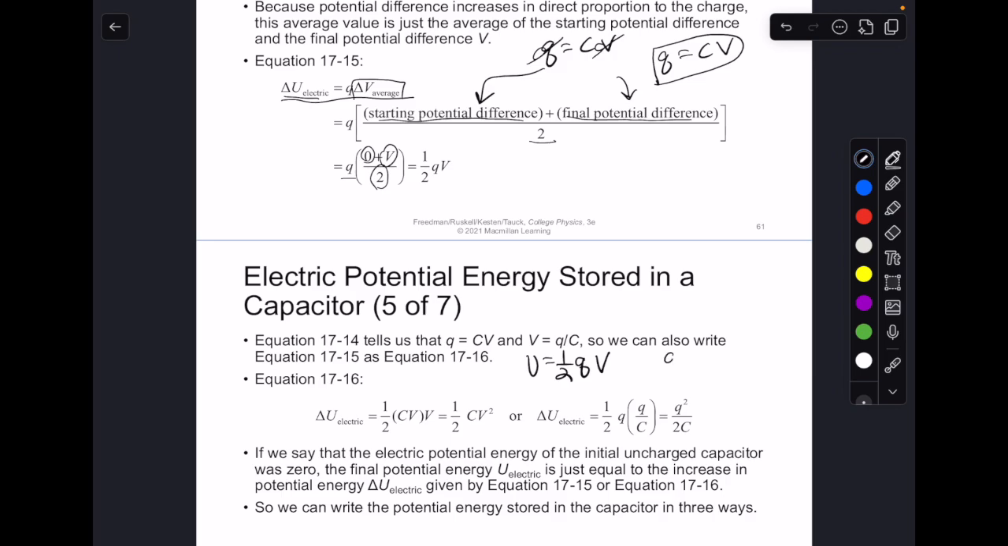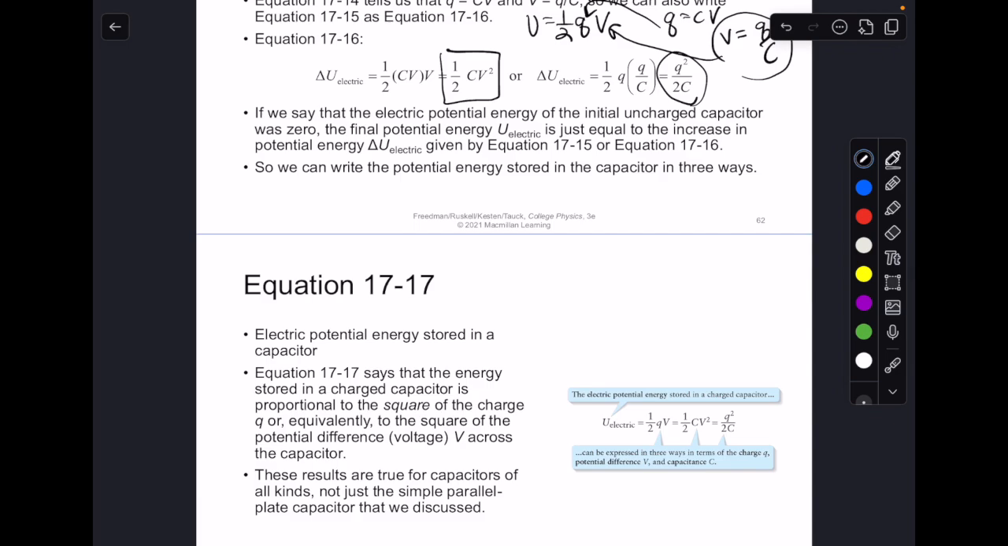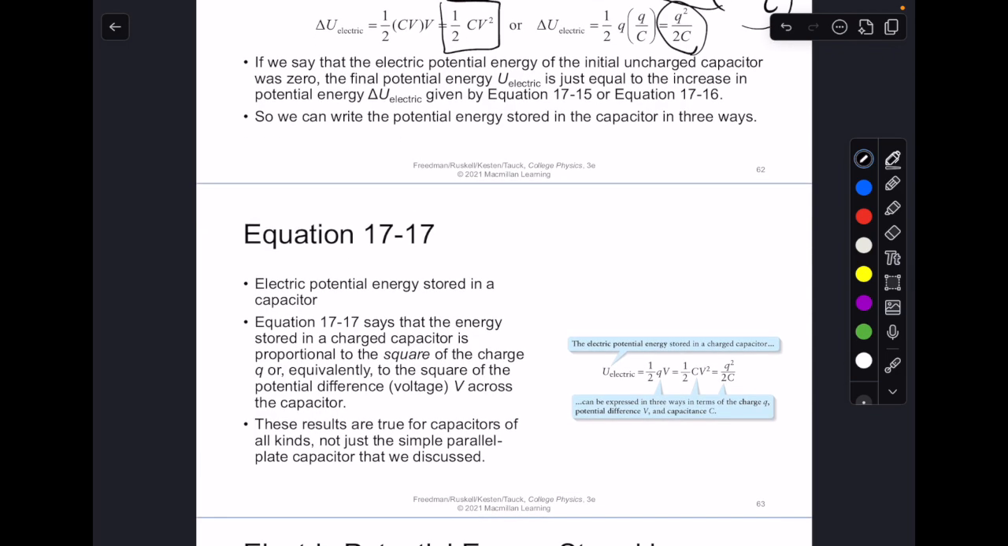If you replace Q equals CV into that equation, you get a second equation for the change in potential energy of a capacitor. If instead you plug in V equals Q over C, you get a third form of the change in electric potential energy of a capacitor as it's charging. So we have 3 energy equations, and they're all equivalent since they're all obtained from each other. This represents the energy that is stored in a capacitor while we're charging it, until it's fully charged.